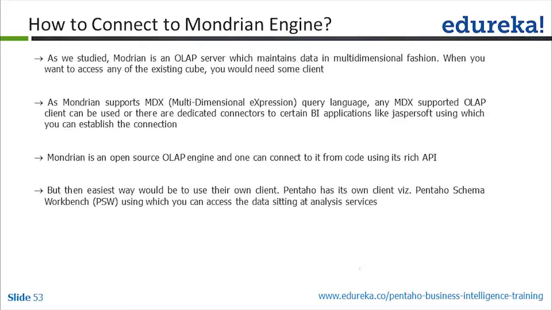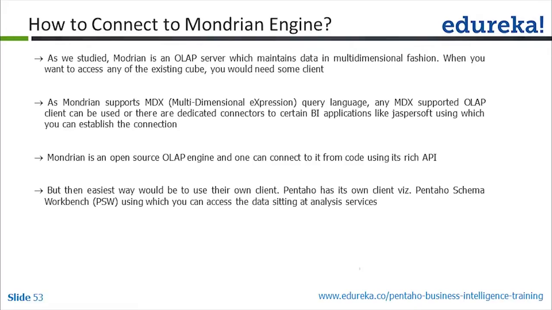How to connect to the Mondrian engine. As we studied, Mondrian is an OLAP server which maintains data in a multi-dimensional fashion. When you want to access any existing cube, you need some client, as in a reporting tool from where you can actually access that cube. As I said, it sits in between your report and your actual data warehouse.